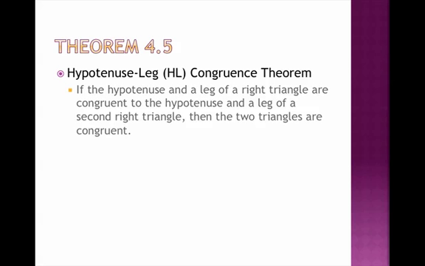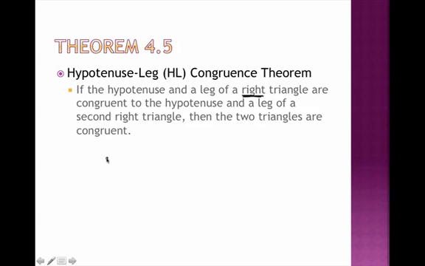So now we have a theorem. This is our hypotenuse-leg congruence theorem. And this specifically is pertaining to a right triangle. So you have to keep that in mind with regards to this theorem. This only applies to right triangles. And it states, if the hypotenuse and a leg of a right triangle are congruent to the hypotenuse and the leg of a second triangle, then those two triangles are congruent.